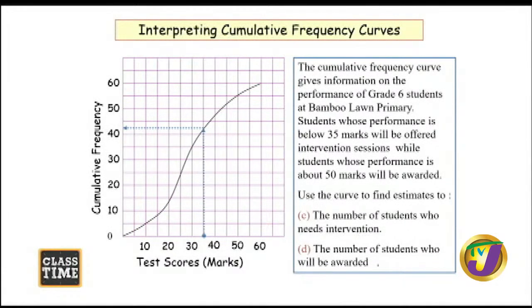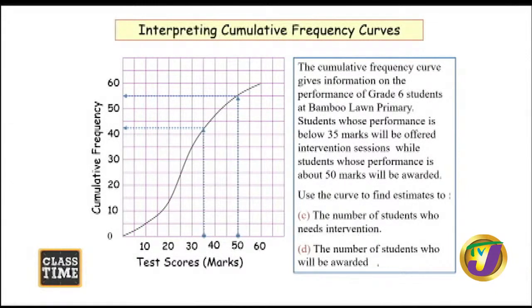Now, let us see how many students would actually be awarded. Again, we find 50, because those who get 50 or above would be awarded. So we find 50 on our horizontal axis, up to our curve, and out. Tell me what is happening here. 55 students. Tell me I'm right. All right, let us see if you're right. I'm going to prove to you that you're right.